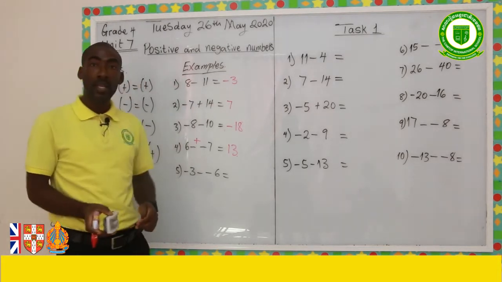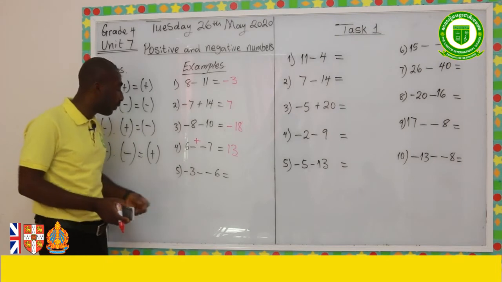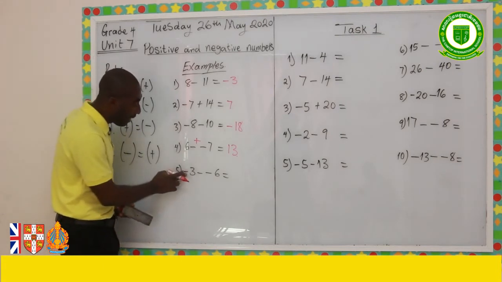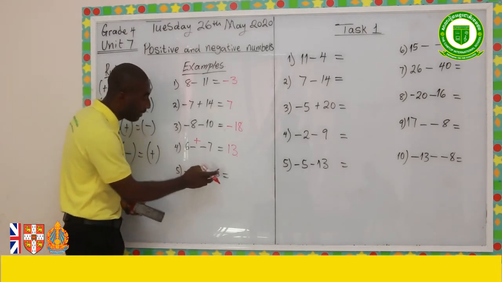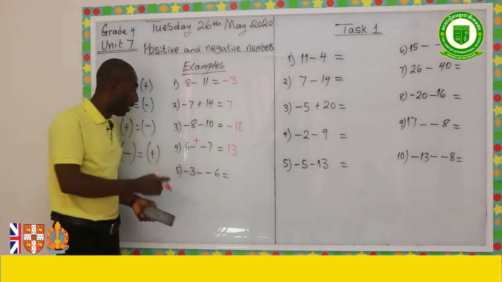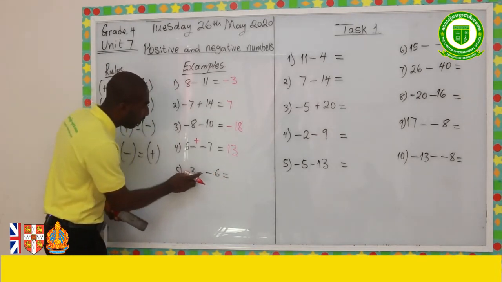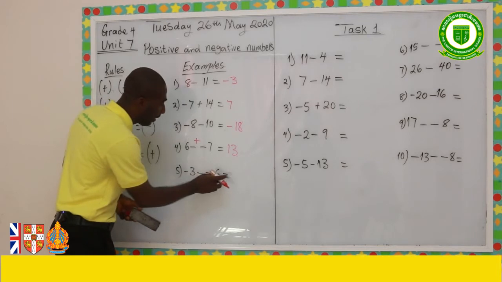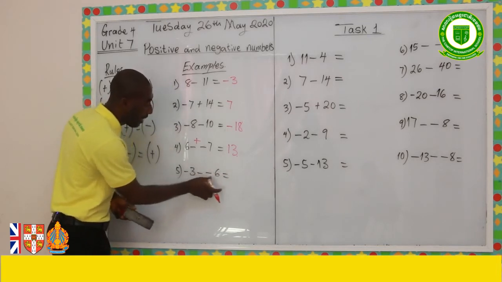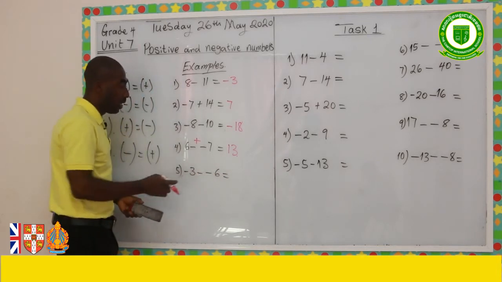Okay, let's look at our final 5th example. We have -3 minus 6. So which means you have a debt of 3, and then you have two negative signs coming together.